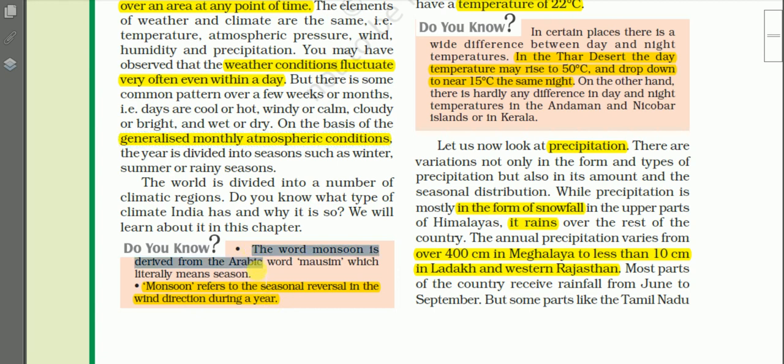The word monsoon is derived from the Arabic word mausim, which literally means season. So this is the dictionary meaning of the word monsoon. Monsoon means season. But in geography, monsoon refers to the seasonal reversal in the wind direction during a year. See, with the change of the season, the direction of wind is changed, and that is what we call monsoon. And we shall discuss monsoon in detail later on.